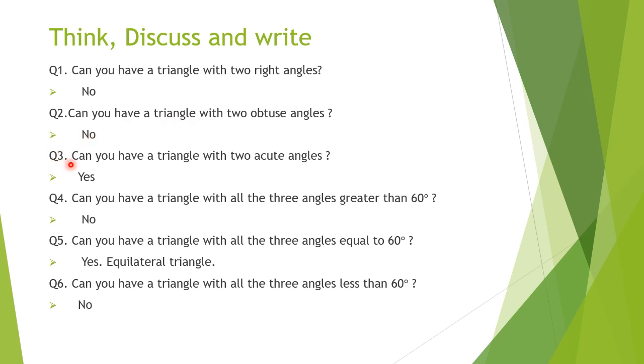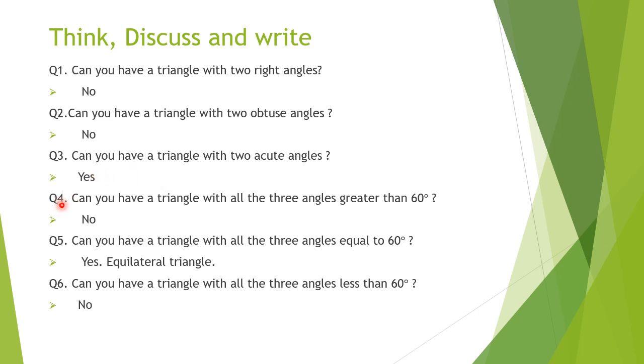Question number 3. Can you have a triangle with two acute angles? So here two angles are acute. Acute angles means angles less than 90 degrees. So let us take 70 and 80 degrees. 70 plus 80, what do you get? 150 degrees. So the third angle's measurement will in that case be 30 degrees. 70, 80 and 30. 70 plus 80 is 150, and 150 plus 30 is 180. So it is possible. Okay children, we are adding and getting 180, and all the three angles are less than 180 degrees.